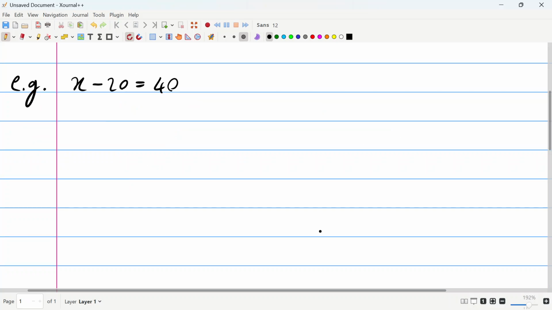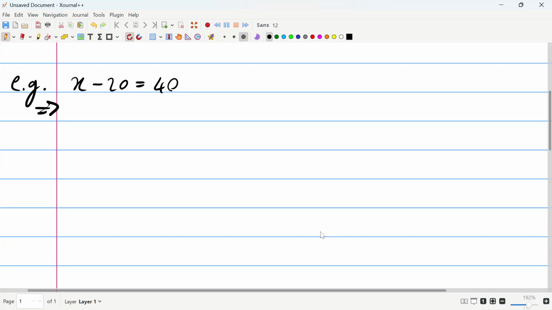So I know this one looks very easy because you can clearly see x minus 20 is equal to 40, and we can clearly see that if we fill in the blank, notice that the answer should be 60 because 60 minus 20 gives us 40. But let's just see if that is true using our method of solving.